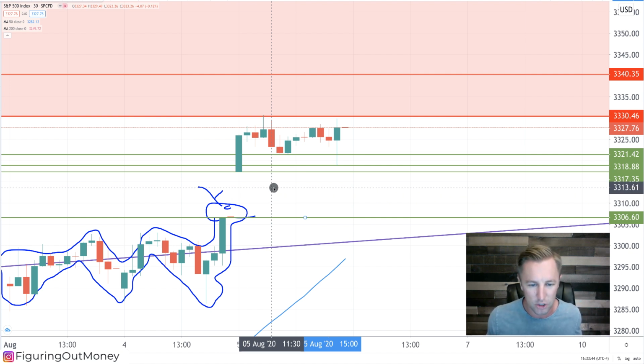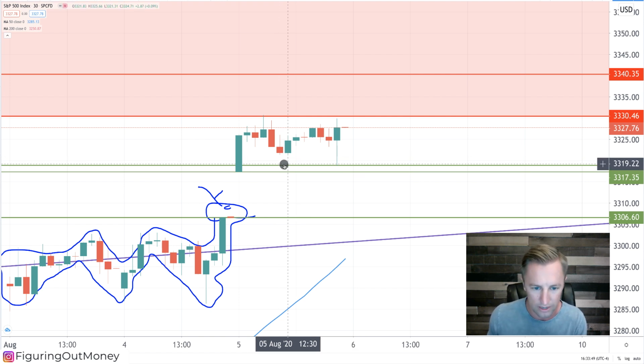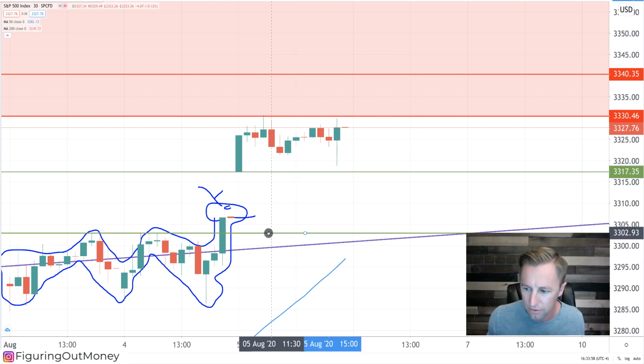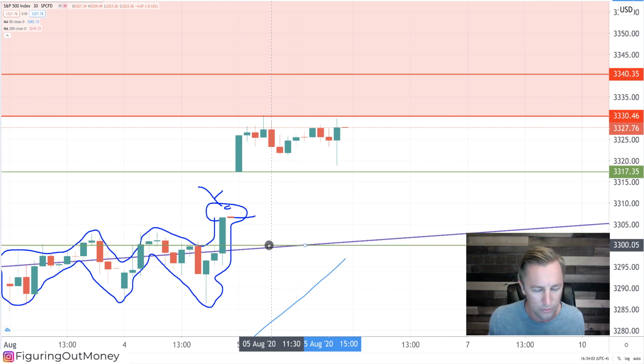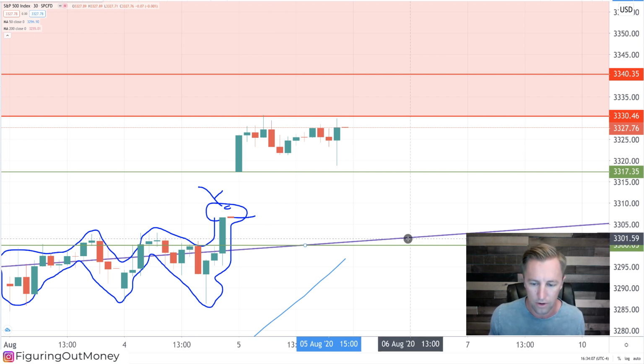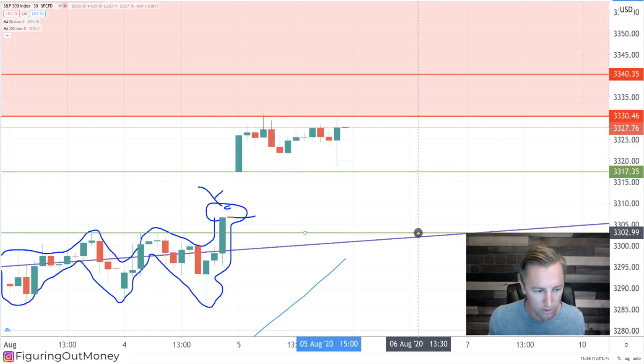But to clean up the chart a little bit, let's just keep two areas of support, and I'm just going to keep them as major areas. I'm going to do 3302. You can kind of call it 3300. That will be more of a major area of support going into tomorrow. And as you can see, it's right around this purple trend line. If we move it up just a little bit more, that makes sense.